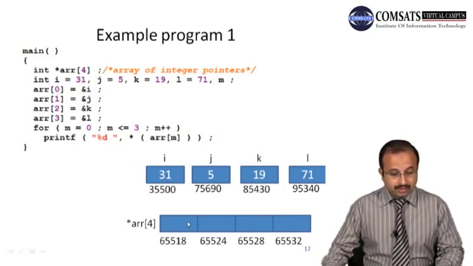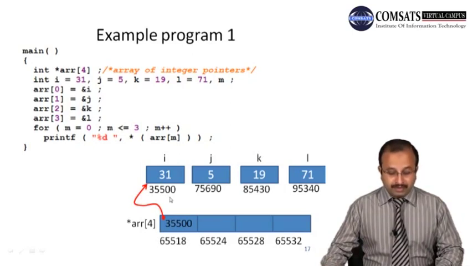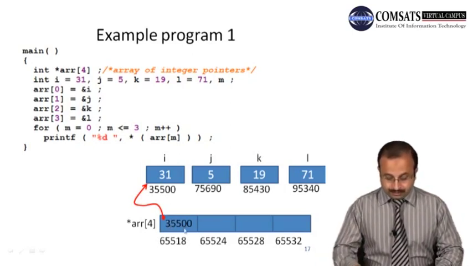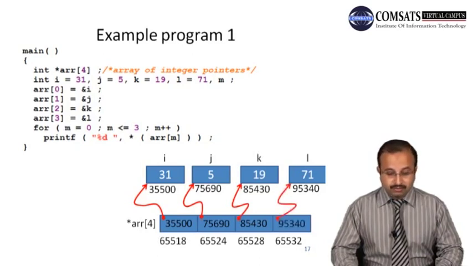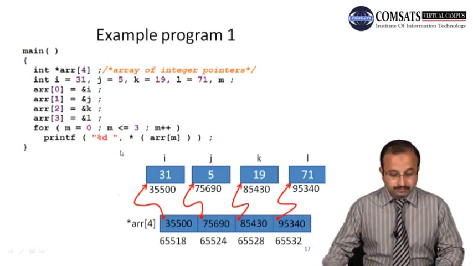Now when you execute these statements, ARR[0], so this is this element, you are assigning this element the address of i. It will be like this. So the address of i is 35500, that will be assigned to arr[0]. Similarly, the address of j will be assigned to the 1st index, the address of k will be assigned to the 2nd index of the ARR array, and the address of l is assigned to the 3rd index, that is the 4th element of the ARR array.